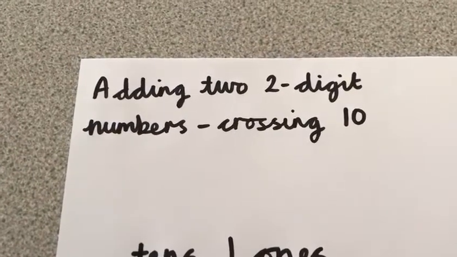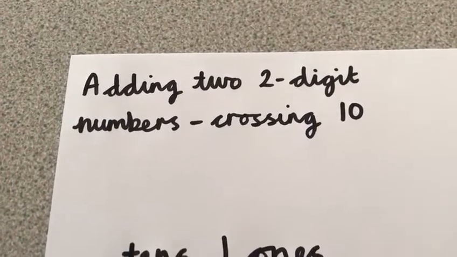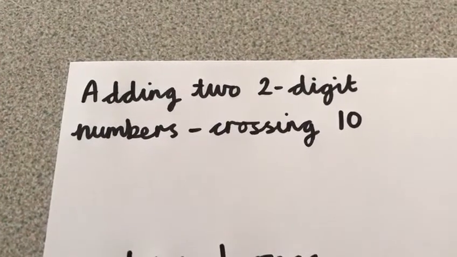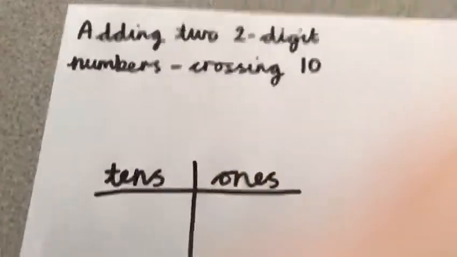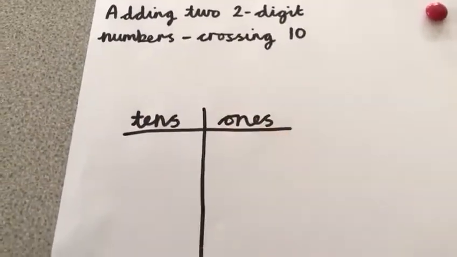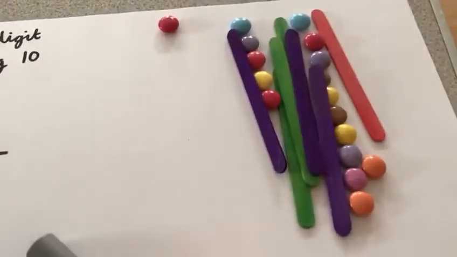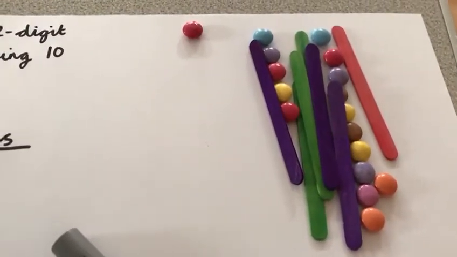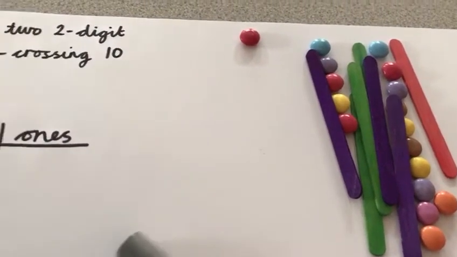Hello, today I'm making a video to show you how to help your children add two-digit numbers, and this time we are crossing the 10 boundary, which I will try and explain in a moment. Just like before, I've drawn a place value grid, so you need to draw one of these, and I've got some objects that can represent the tens and ones.